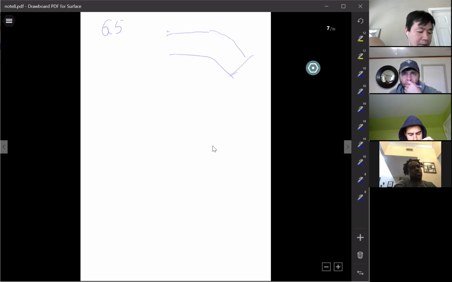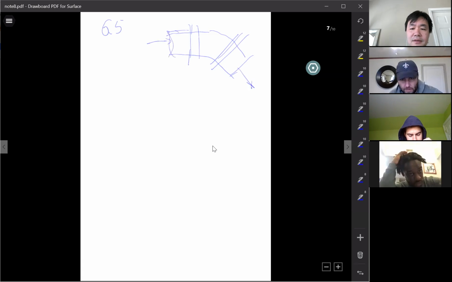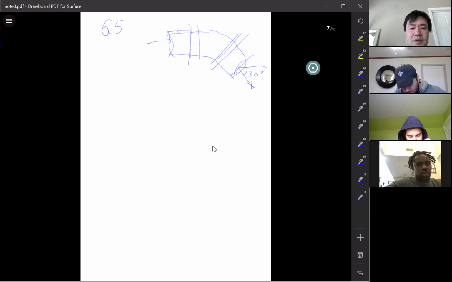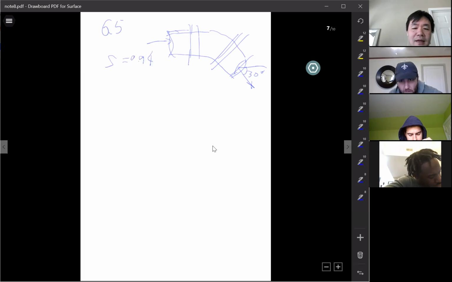Now you have a bend. You have two flanges holding the bend. Again, you have an inlet and an outlet. I think it says 30 degrees here, the direction of the outlet to the horizontal. The oil specific gravity says 0.94. It's lighter.